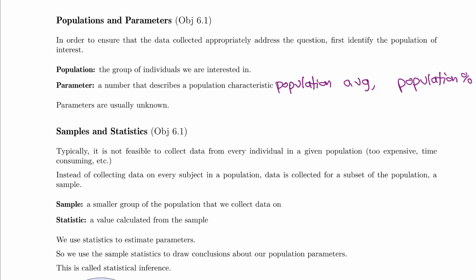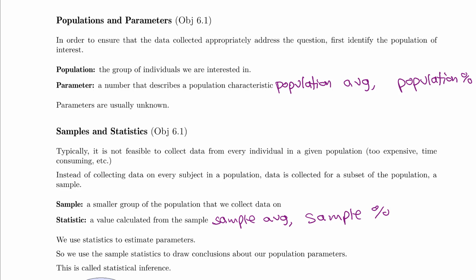Again, usually it's not feasible to collect data from every individual in a given population. It's too expensive, it's too time consuming. So instead of collecting data on every subject in a population, data is collected for a subset of the population called the sample. The sample is that smaller group of the population that we actually collect the data on. And a statistic is a value calculated from this sample. That would be our sample average or our sample percent, which are the ones we're going to do a lot with in this class.